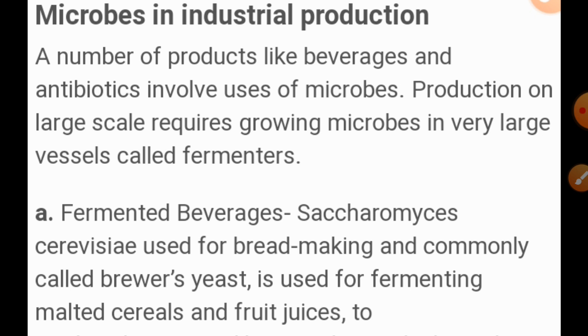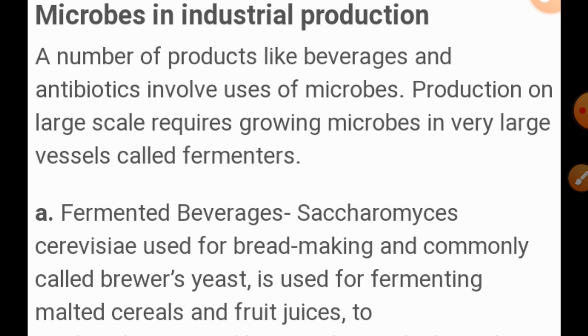Basically, they can be utilized to act like fermenters, right? They can be put into large vessels where they make some substances ferment, so they act like fermentators.